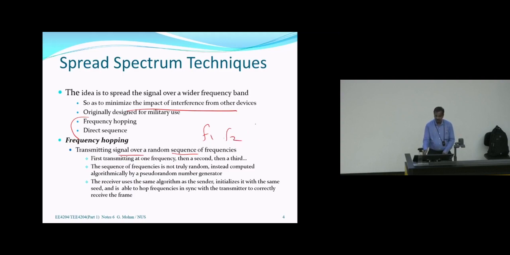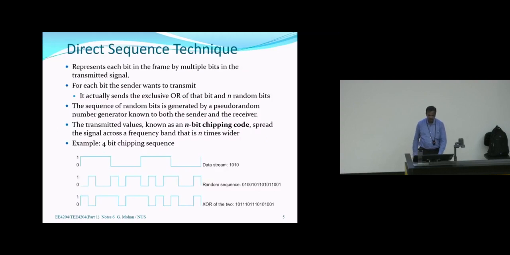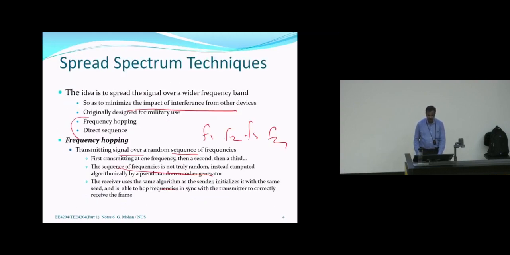First it transmits F1, then F2, F3, F4. So it hops through multiple frequencies, and the sequence of the frequencies is random, known only to the sender and receiver. They are locked; they know which sequence to send and which sequence to receive. Both of them use the same algorithm. When you say random, usually it is pseudo-random, because after some time the pattern will repeat. But let's not go into the details. Assume that they are random sequences. So this is the frequency hopping method.